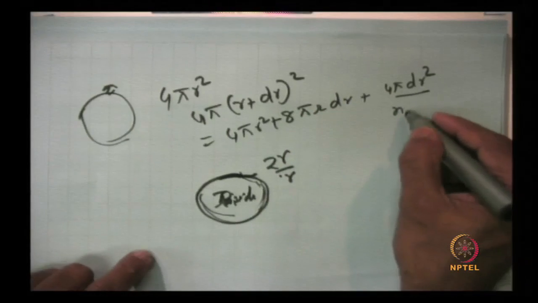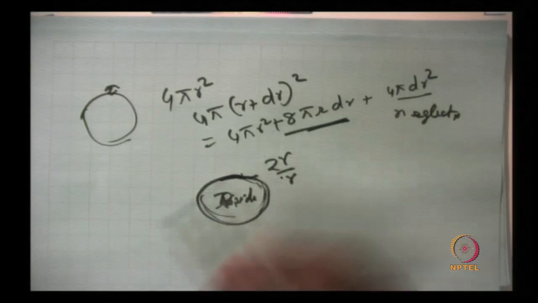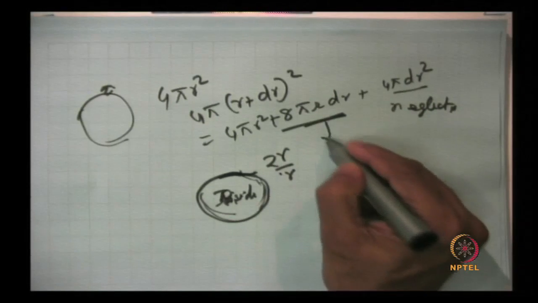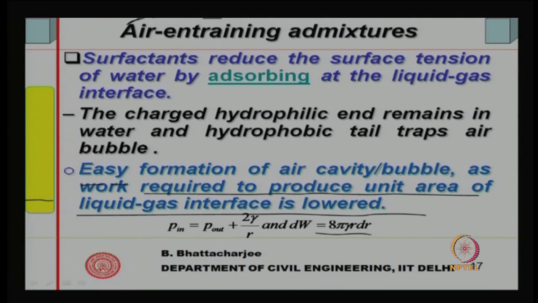This can be neglected, and therefore there is an increase in pressure. So, delta W will be given by dW, which is given by this. So, if the surface tension is reduced, less work is required to maintain the surface. In fact, this will also get reduced.